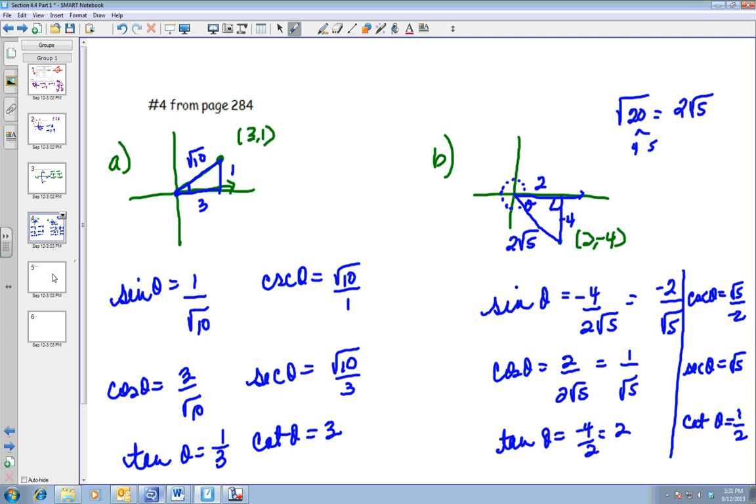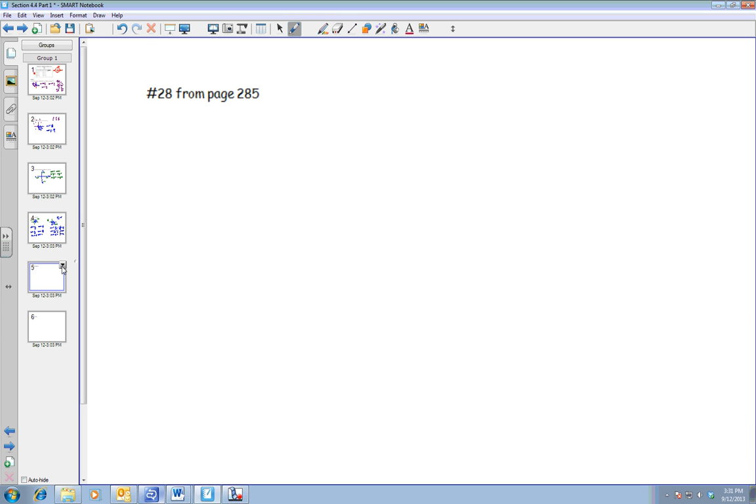All right, let's do our next problem from the homework. Number 28 from page 285. It gives us this equation of a line, 4x plus 3y equals 0. And then it gives us a quadrant. It says quadrant 4. And here's what the directions say. The terminal side of theta lies on the given line in the specified quadrant. Find the values of the six trig functions of theta by finding a point on the line.